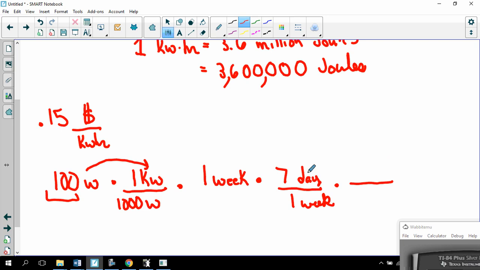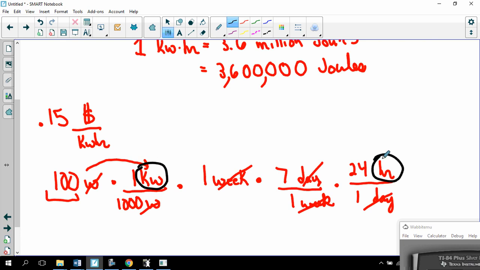You want to get rid of the weeks, so the weeks are gone. You want to get rid of days, so you put hours, and in 1 day there's 24 hours. Days are gone. Watts are gone. After everything's said and done, they sneaked in kilowatt hours.